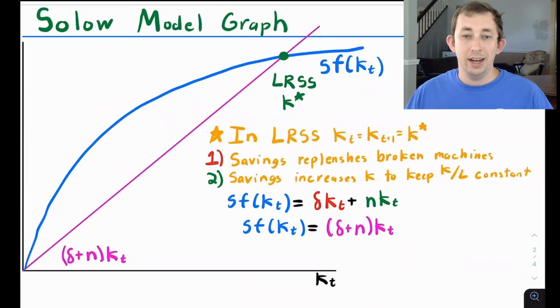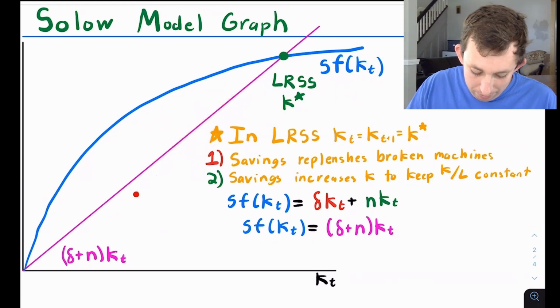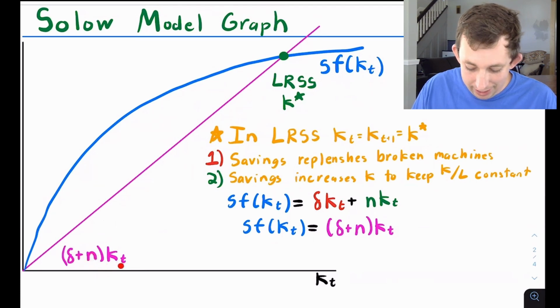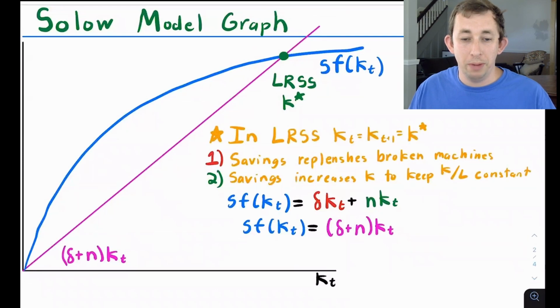Notice we have two lines in this graph. We have this blue line, which is our savings rate. So this f of kt is our production function, using big K over big L, or the number of machines per person, as our input. We also have this purple line right here, which is our depreciation plus our growth in population rate times the kt. So this is basically what we need for the Solow model graph.